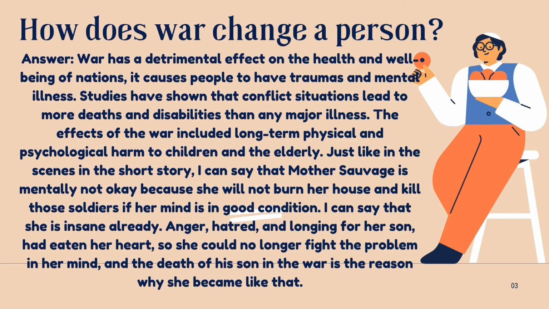Just like in the scenes in the short story, I can say that Mother Sauvage is mentally not okay or mentally not stable, because she would not burn her house and kill those soldiers if her mind were in good condition. I can say that she is insane already. Anger, hatred, and longing for her son had eaten her heart, so she could no longer fight the problem in her mind. And the death of her son and the war is the reason why she became like that.